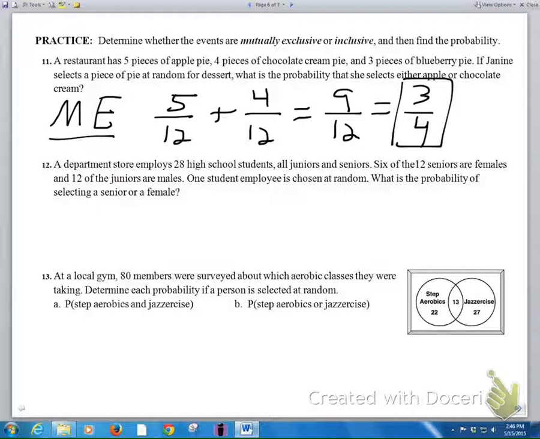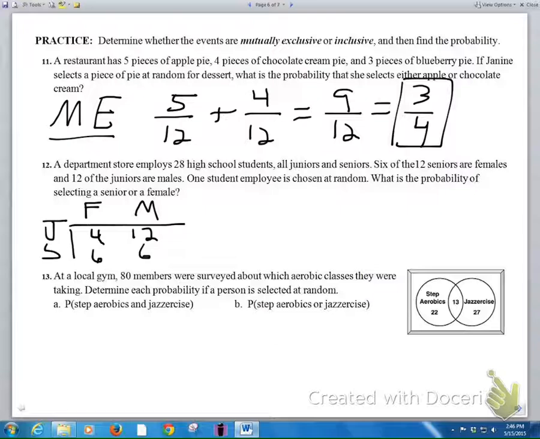A department store employs 28 high school students, all juniors and seniors. 6 of the 12 seniors are female and 12 of the juniors are male. 1 student employee is chosen at random. What is the probability of selecting a senior or a female? So there is some overlap. So let's make a little chart. It says 6 of the 12 seniors are female. So that means the other 6 are male.